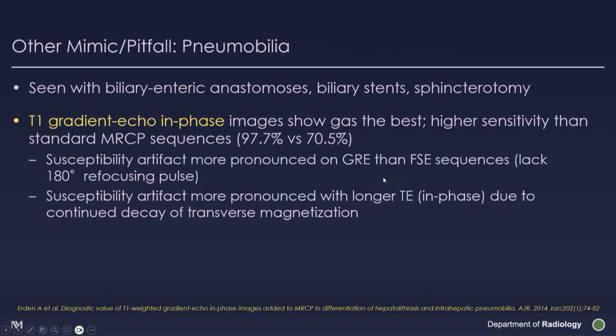A few other pitfalls I want to talk about. Pneumobilia is seen in the setting of biliary enteric anastomosis, biliary stents, and sphincterotomy. We want to look at the in-phase images because that shows the gas best. It has a higher sensitivity than our standard sequences because you see a susceptibility artifact better on the gradient echo images and the longer TE, due to continued decay of transverse magnetization.